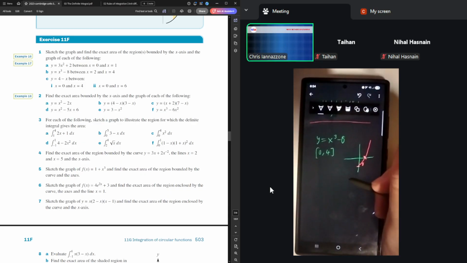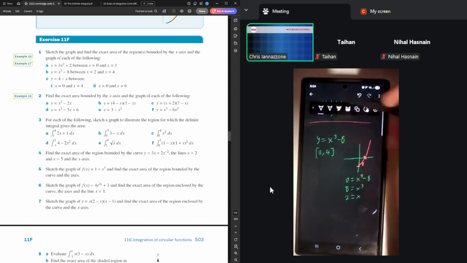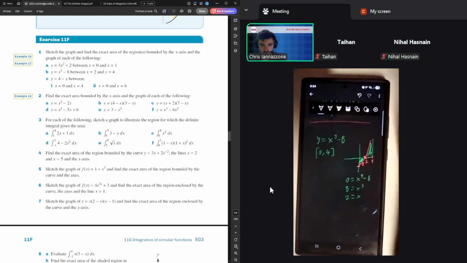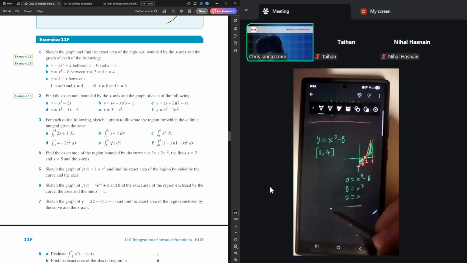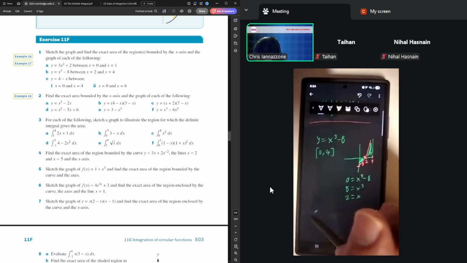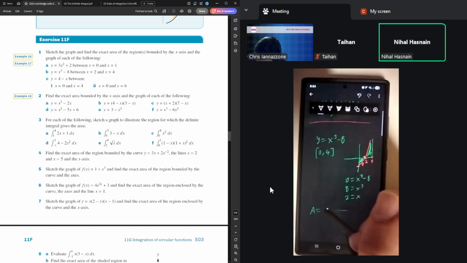Y equals 0. 0 equals x cubed minus 8. 8 equals x cubed. 2 equals x. That means that's 2. 4 is going to be somewhere over here, which means we're evaluating all of this and all of this. The split is now clear. What's that split going to now look like? 0 to 2 and 2 to 4. 0 to 2 and 2 to 4, absolutely.